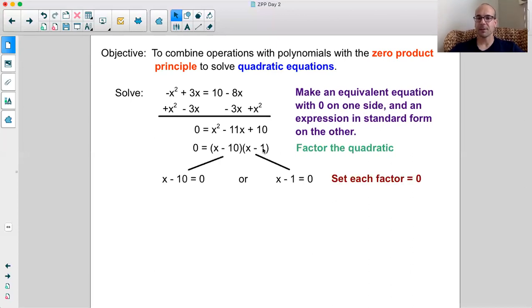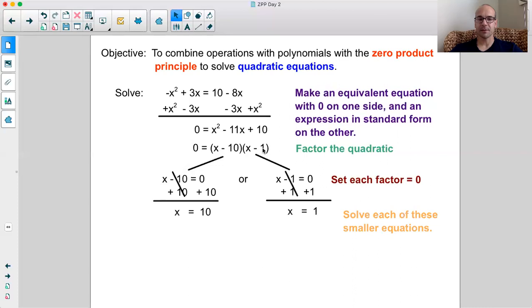So we split this into two separate equations. So we've gone from a quadratic to two linear equations, and solving those equations is always much easier. So x equals 10 and x equals 1 are the two values of x that make this original equation true.